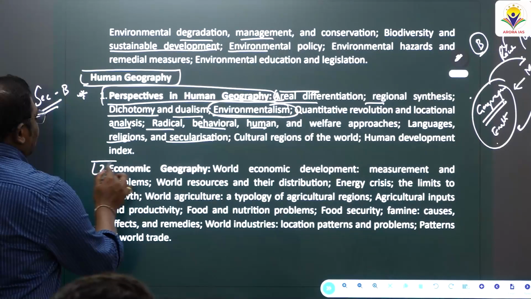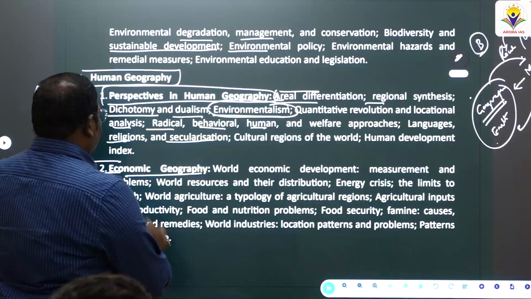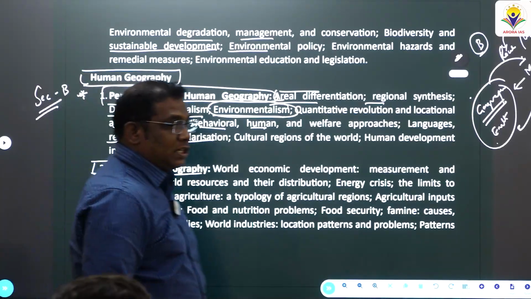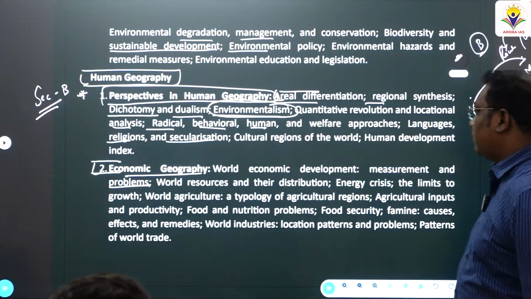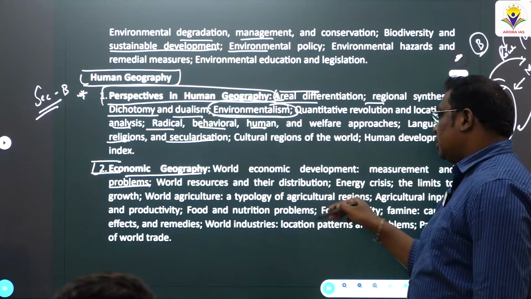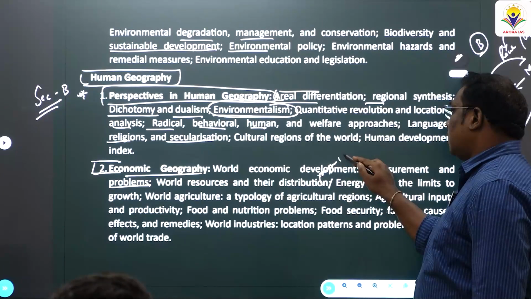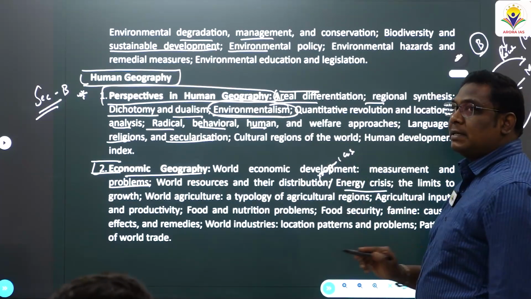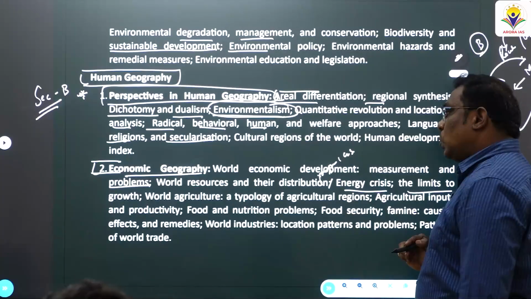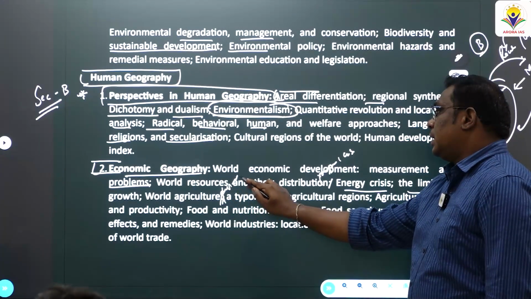And the second one, this is most important, economic geography: world economic development, measurement problems, world resources and their distribution. This is what is directly mentioned in paper 1 of general studies. Energy crisis and limits of growth, world agriculture. I have told you, this is in paper 3 of general studies.